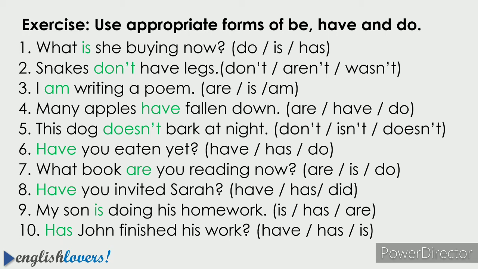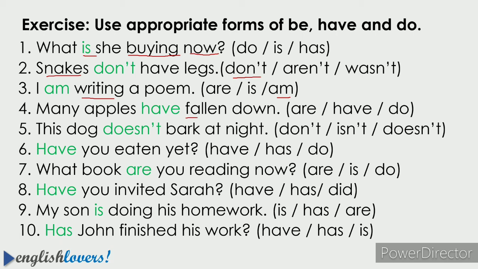What is she buying now? So here, as buying is there, and now is there, you can understand that it is present progressive tense and the verb is the correct verb. Next is snakes don't have legs. Here snakes is in its plural form and so don't is there. I am writing a poem. Here also this is present continuous tense, and in present continuous tense for the subject I, the helping verb used is am.